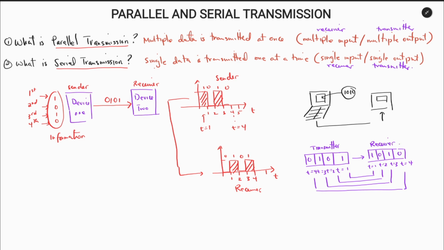This can be our receiver. To summarize this lecture, from the parallel transmission perspective we have multiple data lines in which data will be transmitted, and in a serial transmission we have a single data line in which the data will be transmitted from one device to another.